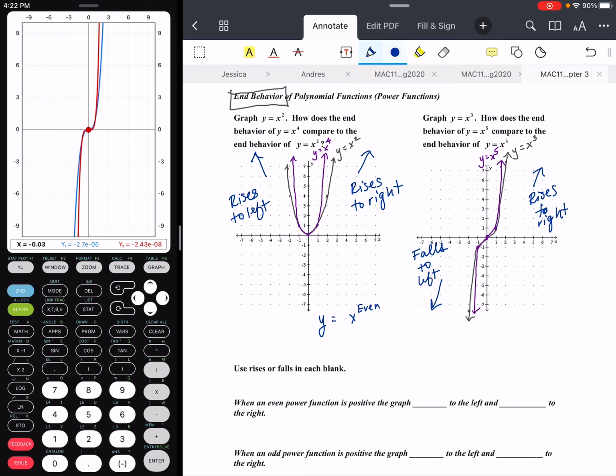Okay, so this is true of y equals x cubed. It's true of y equals x to the fifth. And what we'll see is this is true for y equals x to an odd power.